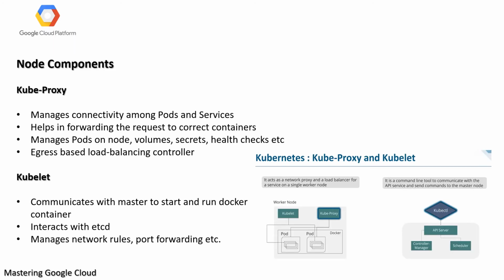So let's discuss node components. There are two node components, kube-proxy and kubelet. Kubernetes manages connectivity among pods and services using the kube-proxy component. It is deployed as a static pod on each node by default. It helps in forwarding the request to the correct container and is capable of performing primitive load balancing. It makes sure that the networking environment is predictable and accessible, and at the same time isolated as well.